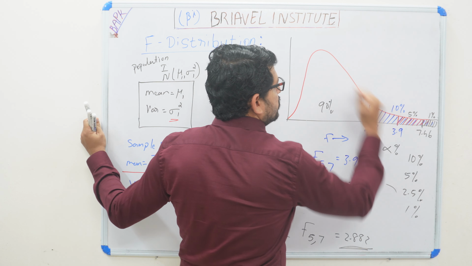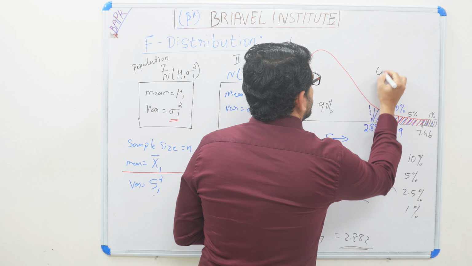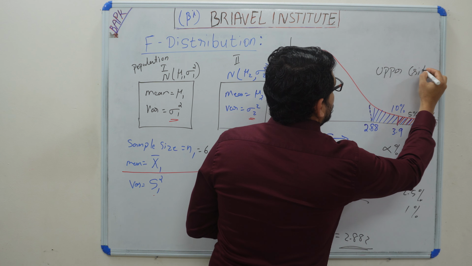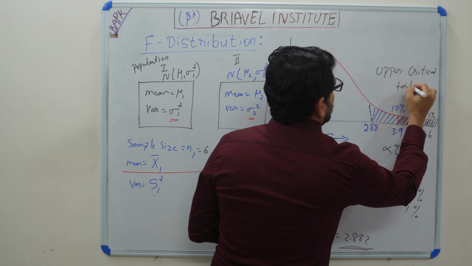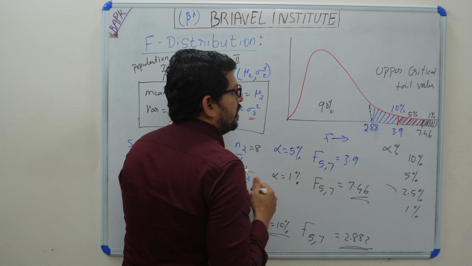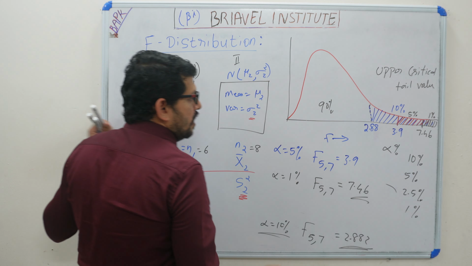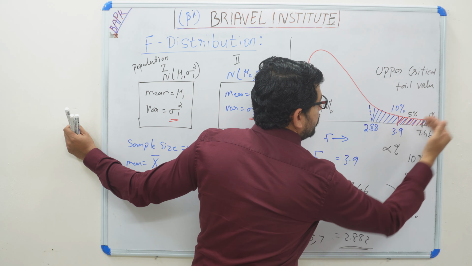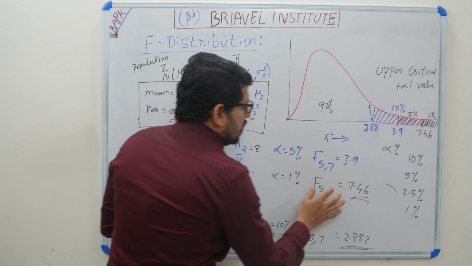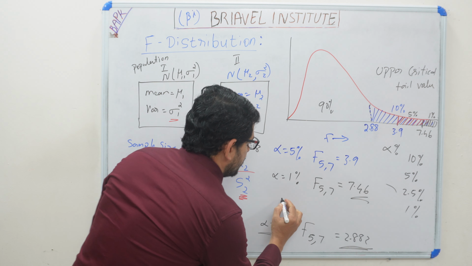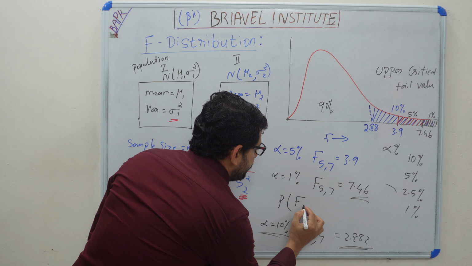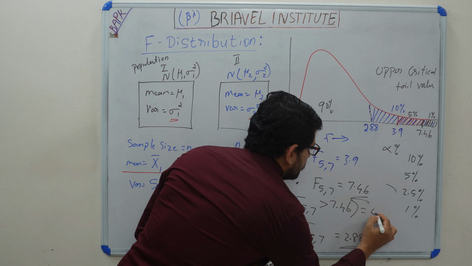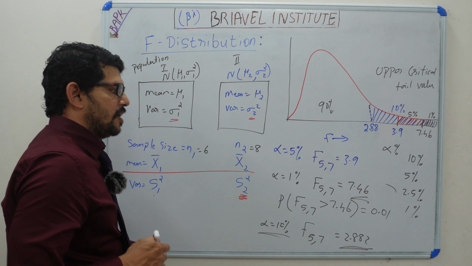So this F distribution is explaining about the upper critical tail value. It is 7.46 at the 1% significance level. Above the 7.46, that is representing the probability of F5,7 being greater than 7.46, which is equal to 0.01. It will represent like that.